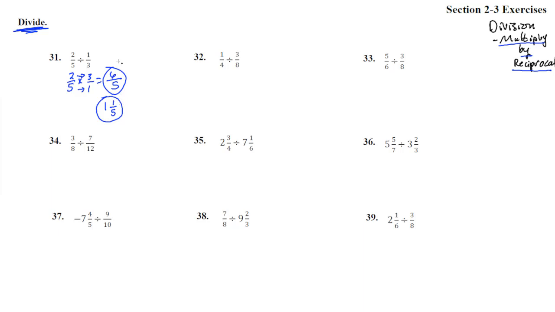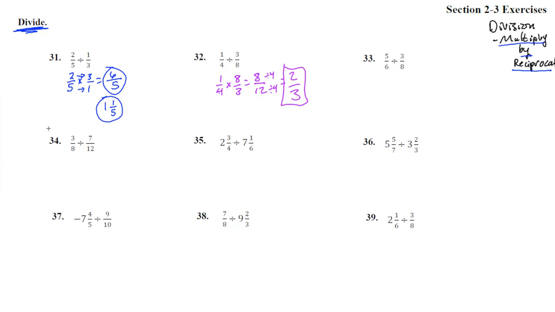Good. Number 32. What is that? 1/4 times the reciprocal, 8/3. So we switch 3/8 on its side, on its head. 1 times 8 is 8. 4 times 3 is 12. And now we're going to simplify that guy, right? Yeah, we need to simplify it. So what does that simplify down to? Divide by a 4, divide by a 4. Yeah, there we go. 2/3.